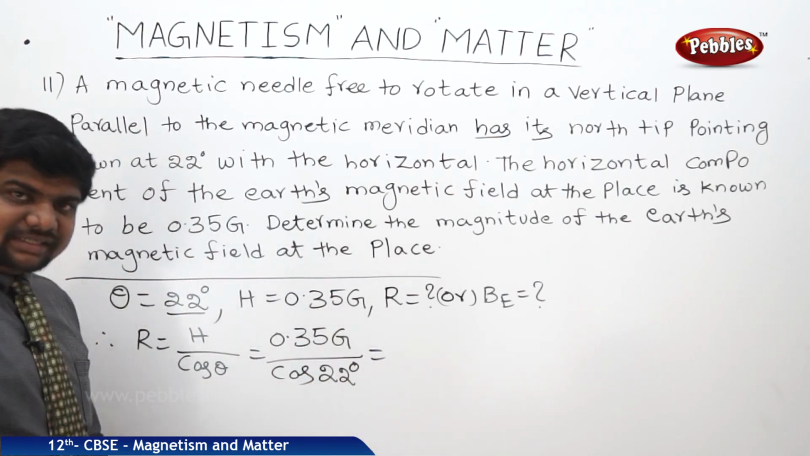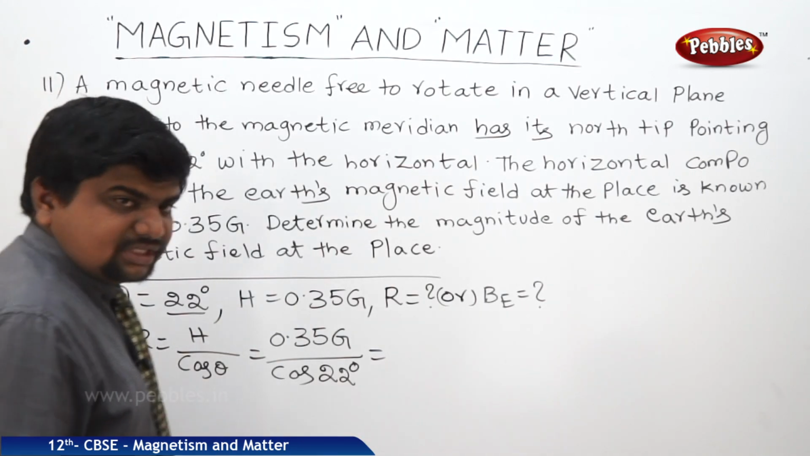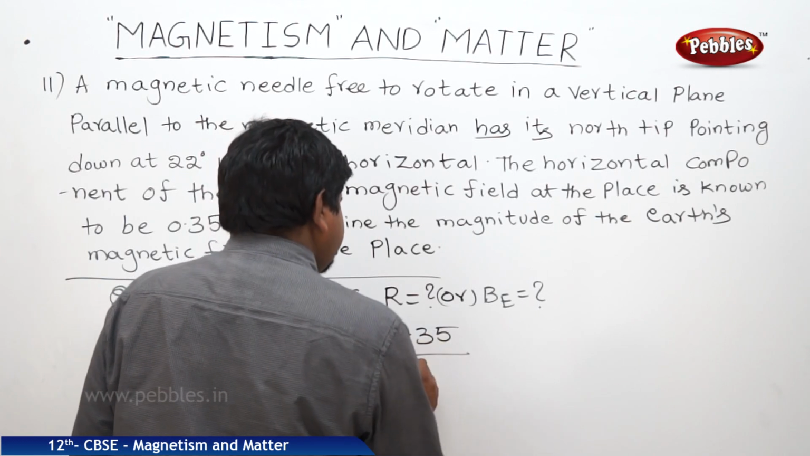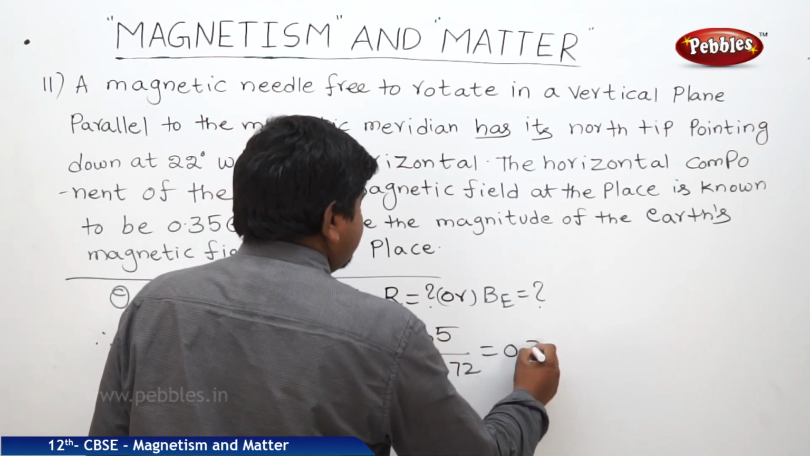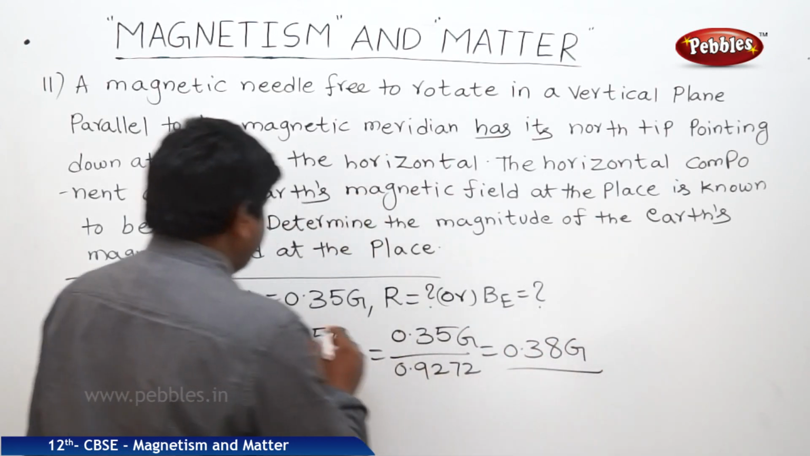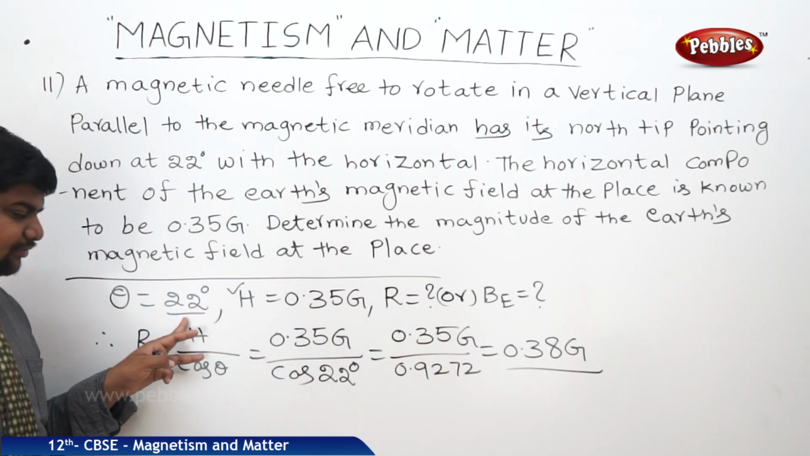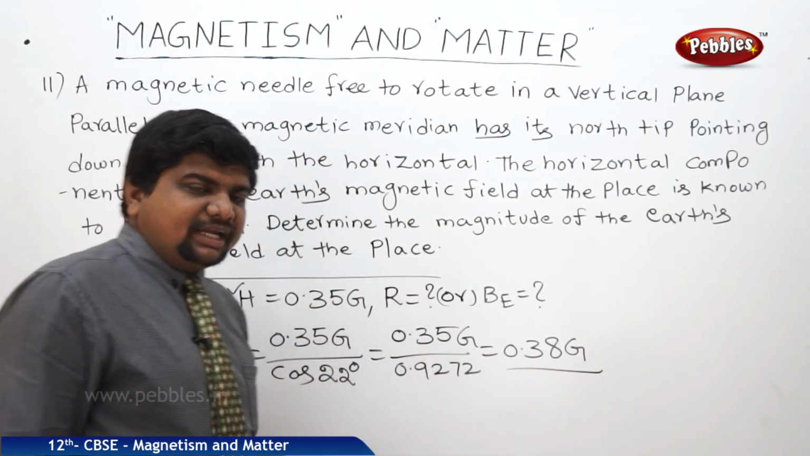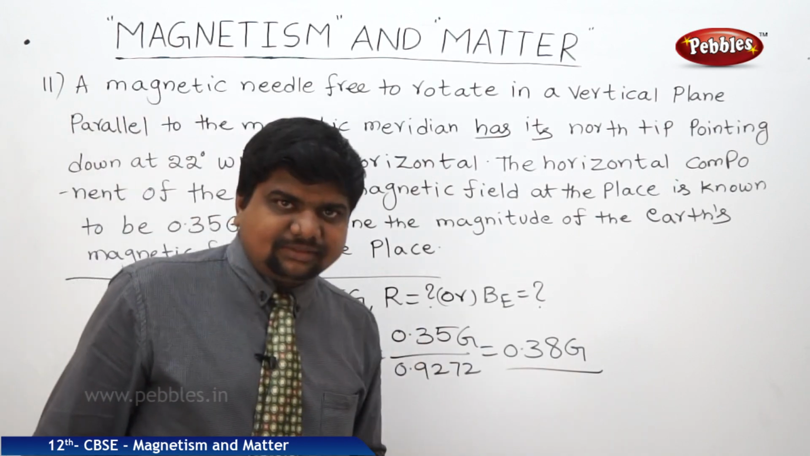If we see the Clark's table, logarithmic tables, cos 22 is 0.9272. So therefore 0.35 by 0.9272, we will get 0.38 Gauss. So if H is equal to 0.35 Gauss, where the angle of deviation is 22 degrees, correspondingly the Earth's magnetic field at that place will be 0.38 Gauss.